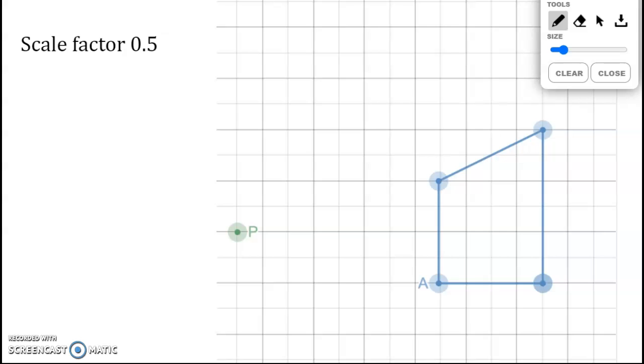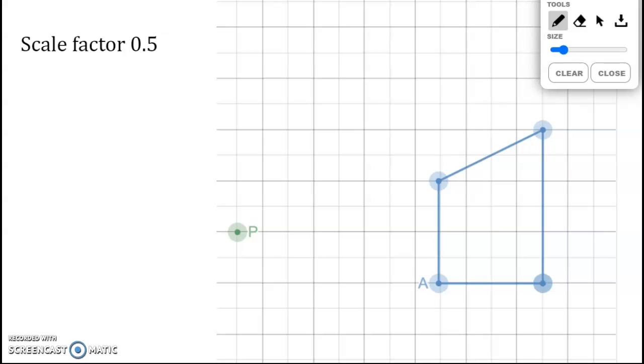So where we left off, we've done one dilation with a scale factor of 3. Now we're going to do a scale factor of 2 from this original image or pre-image with the center of dilation point P. Okay, so now to figure out each of the corresponding vertices of the image after it's been dilated by 0.5, that means it's been shrunk by half, right? Or it's dilated by half, or it is going to be half the size.